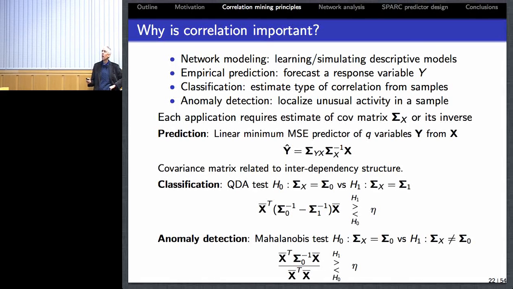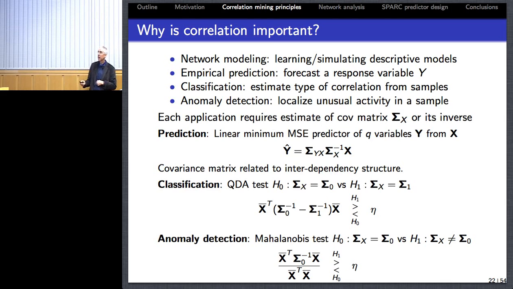The linear minimum mean squared error predictor for doing prediction of y from x involves the inverse of the correlation of the independent variables, the predictor variables, or the regressor variables, as they're called. For classification, say quadratic discriminant analysis, you're looking to discriminate between two different types of co-expression networks, one that has correlation sigma 0, the other sigma 1. Then it's the difference in the inverse correlations that matter. And so this is the optimal way of testing that.